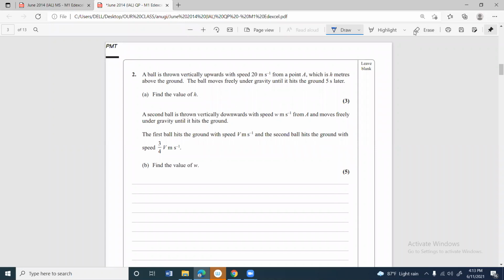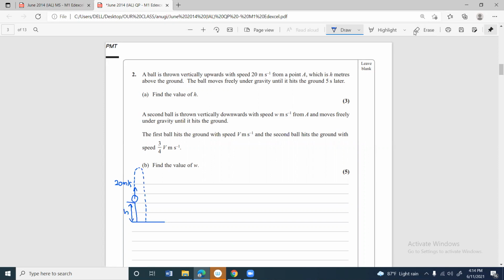Next, a ball is thrown vertically upward with a speed of 20 meters per second from point A, which is h meters above the ground. It is thrown from a platform that is h meters above the ground. From this end, you project an object vertically upwards at 20 meters per second. Therefore, it follows a path somewhere like this and it will fall.